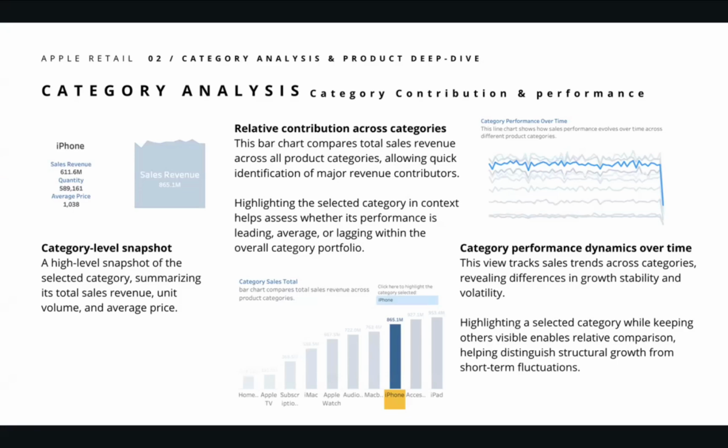A small number of categories, such as iPads and iPhone, dominate overall revenue, while categories like Apple TV and home accessories contribute relatively less. Importantly, highlighting one category while keeping others visible allows us to judge performance in context, rather than in isolation. The line chart at the right shows category performance over time. By keeping all categories visible, we can distinguish between structural growth and short-term fluctuations, rather than over-interpreting temporary spikes.